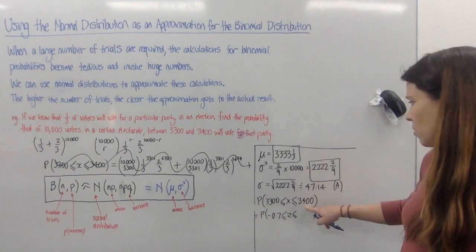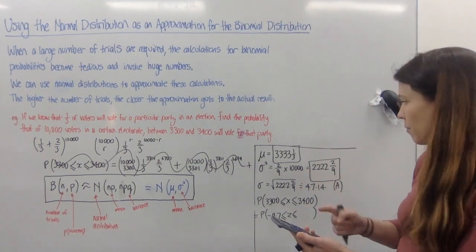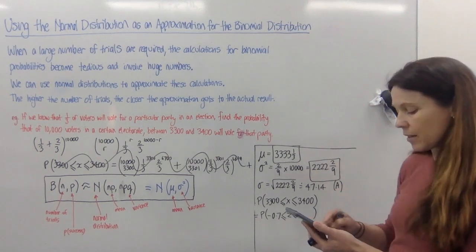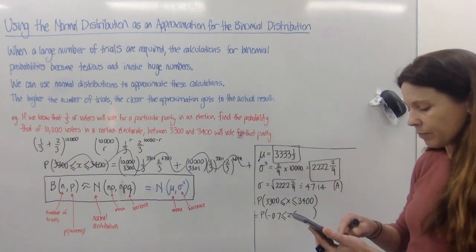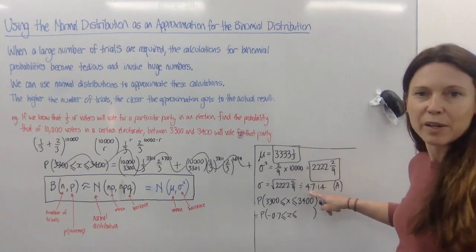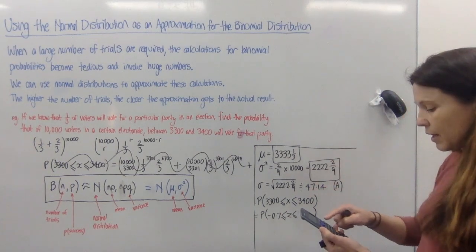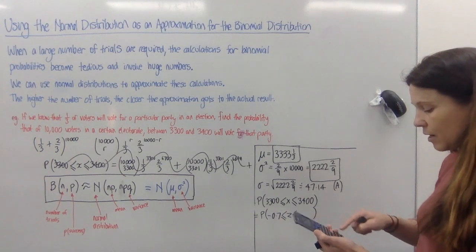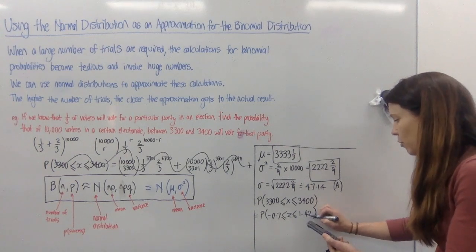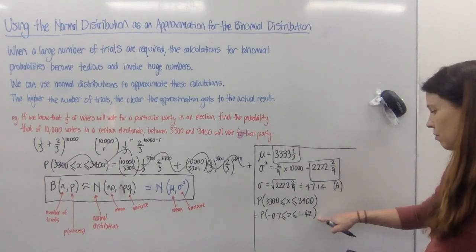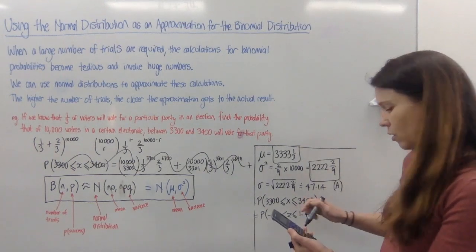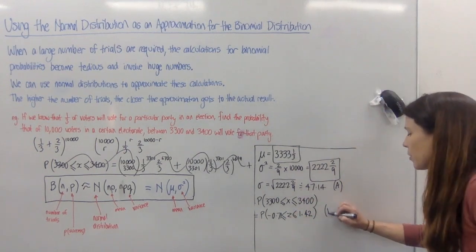Whereas our upper score, if we do 3,400 minus 3,333 1/3, then we get 66 2/3. Now 66 2/3, how many standard deviations does that seem like? 1 and a bit, right? So thinking that through helps you make sense of it. Let's divide that by the standard deviation, and we can see that we get, let's call it 1.42. So we've rounded this off to 2 decimal places here. Actually, the last answer I should have probably rounded to 2 decimal places as well. That would be 0.71, both to 2 decimal places.